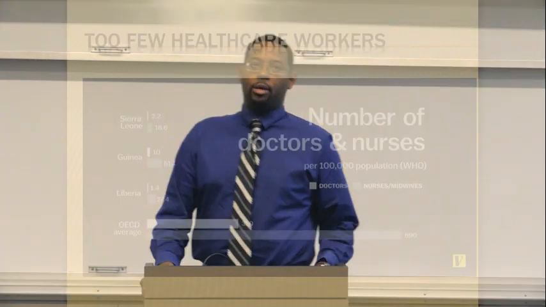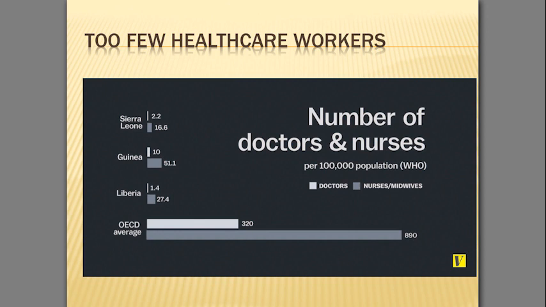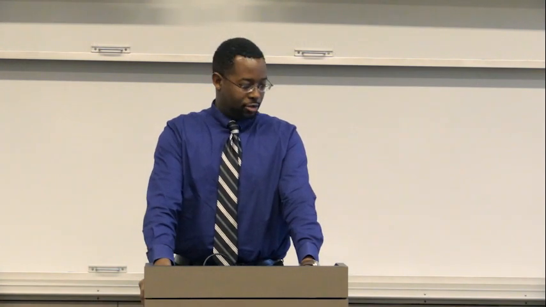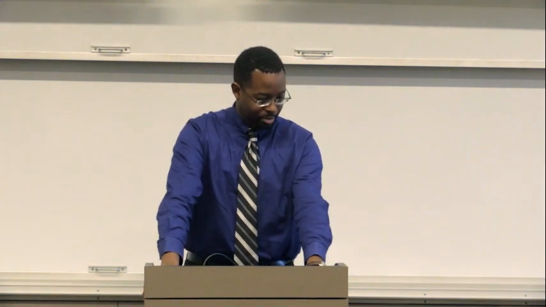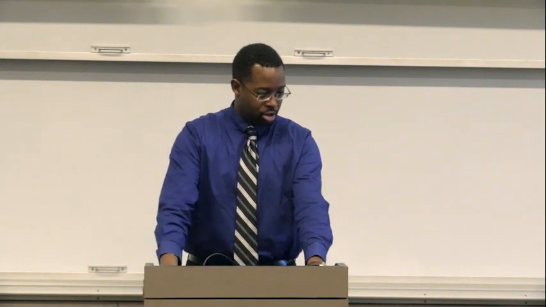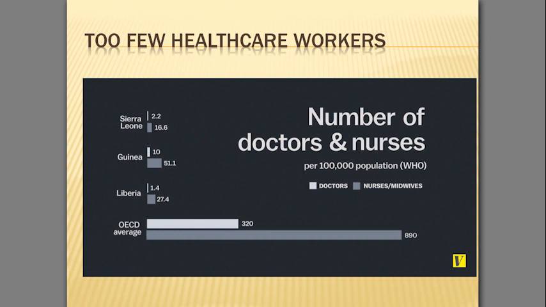I just wanted to highlight the extent to which public health infrastructure throughout West Africa is completely inadequate and underfunded compared to what it is in developed countries. You can see on the chart the average for the OECD, the countries that belong to the Organization for Economic Cooperation and Development, so all of the wealthy countries of the world, basically. On average they have about 320 doctors per 100,000 people, which is more than 100 times the number of doctors per capita in a country like Sierra Leone.